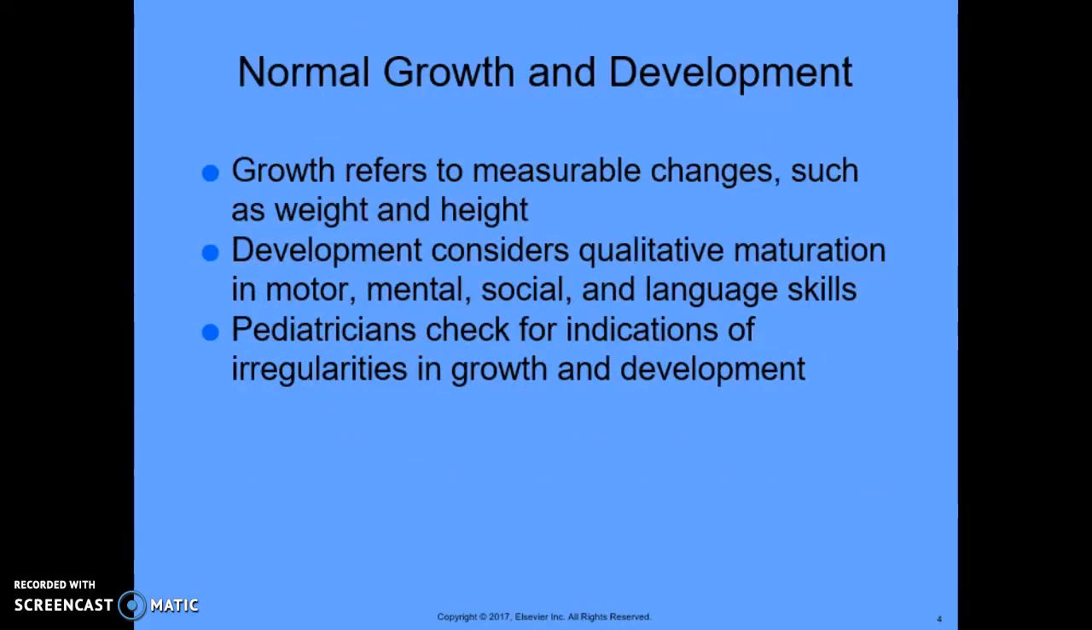So, normal growth and development. Genetics, nutrition, environmental factors, presence of disease, and caregiver interactions all affect growth and development. Growth refers to measurable changes such as weight and height, and development considers qualitative maturation in motor, mental, social, and language skills. Pediatricians check for indications of irregularities in growth and development.